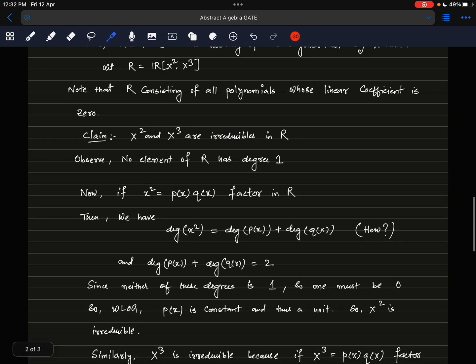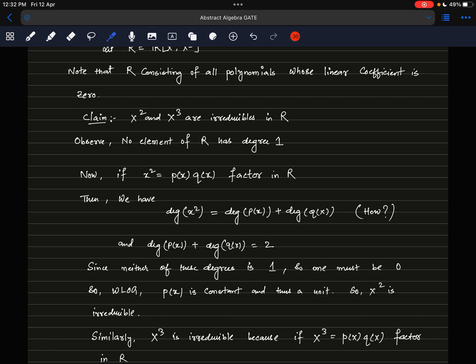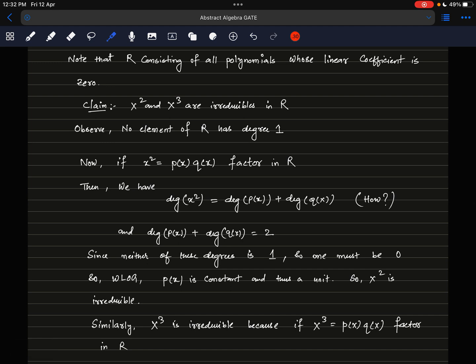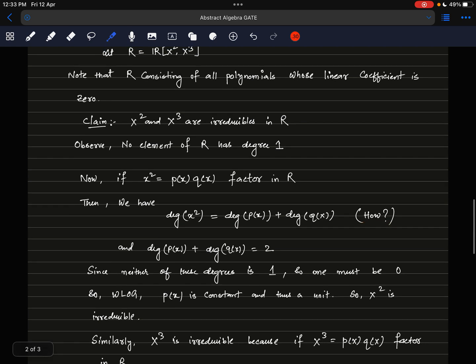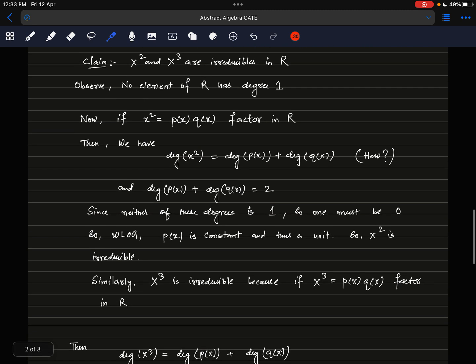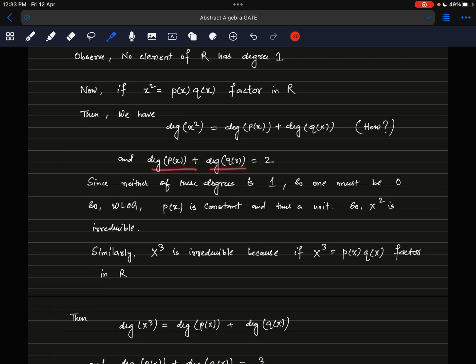Observe that no element of R has degree 1. Why? Because the ring consists of all polynomials whose linear coefficient is 0. So our claim is x square and x cube are irreducible in R. Now, if we express x square as a product of two polynomials, p(x) and q(x), which factor in R, then degree of x square equals degree of p(x) plus degree of q(x). How can we write equality here? Since the given ring is an integral domain, equality holds. So we get degree of p(x) plus degree of q(x) equals 2.